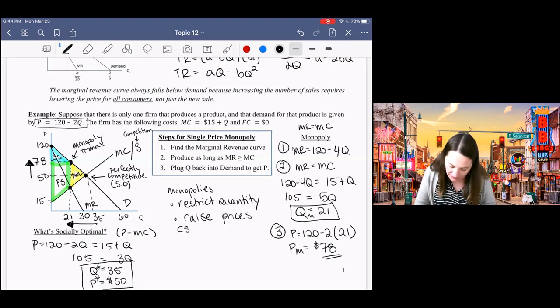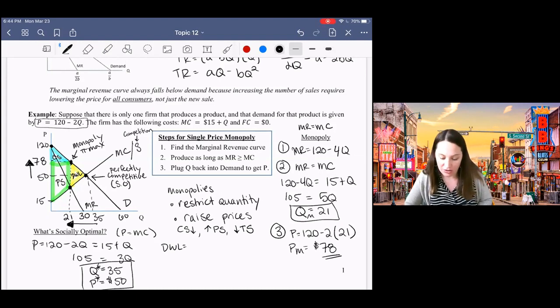So consumer surplus is going to be decreasing as the firm raises its prices. Producer surplus is going to be increasing, of course, because that's the whole goal. The monopoly is trying to make money. And total surplus will be decreasing. And we can calculate the decrease in total surplus by solving for the yellow triangle here on our graph. Now we've got the width of the triangle already, right? That's going to be 35 minus 21.